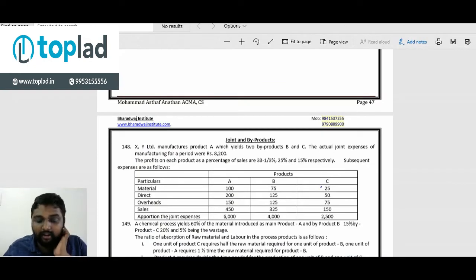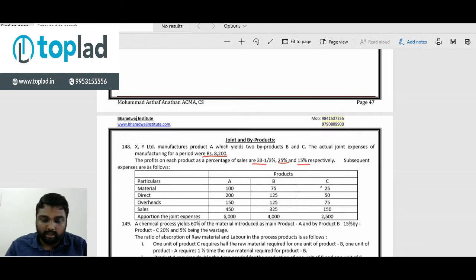XYZ Limited manufactures product A, which yields 2 byproducts, B and C. The actual joint cost, so this is the expense we have to apportion. Total joint cost is what? 8,800. Profit on each product as a percentage of sales is 33.33 percent, 25% and 15% respectively. Subsequent expenses are also given below. Particulars A, B, C: material, direct labor, overhead, sales.